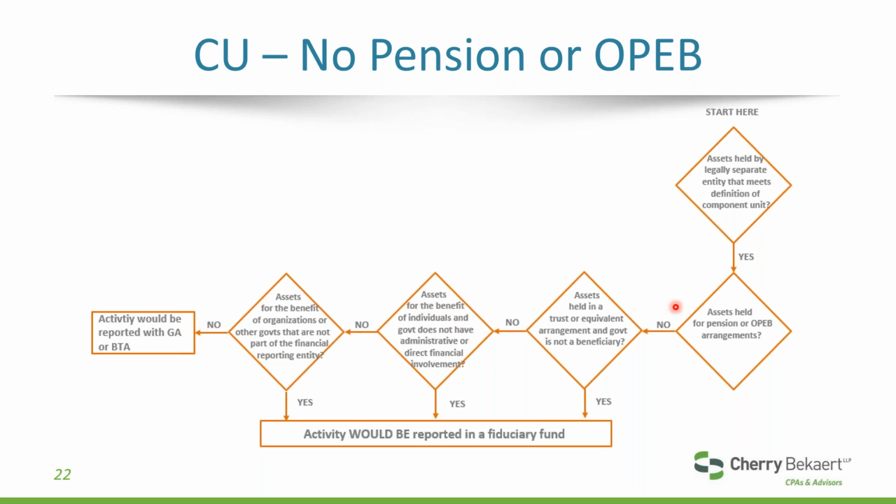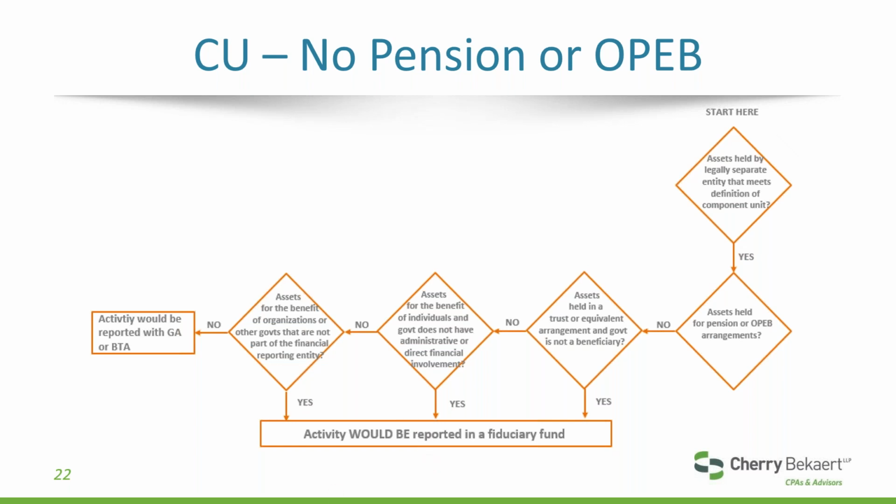If an activity is not a post-employment benefit arrangement, then we have these next 3 considerations. 1, the assets are held in a trust or equivalent arrangement, and the government is not a beneficiary. 2, the assets are for the benefit of individuals, and the government does not have administrative or direct financial involvement. Or 3, the assets are for the benefit of organizations or other governments that are not part of the financial reporting entity. If the answer to any one of these 3 considerations is yes, then we have a fiduciary activity.